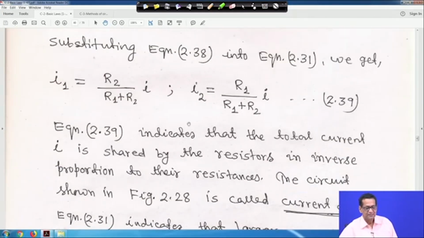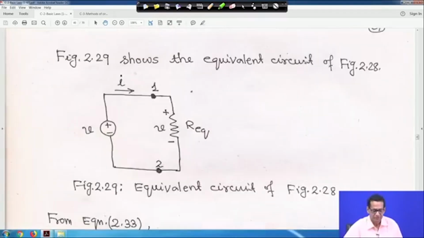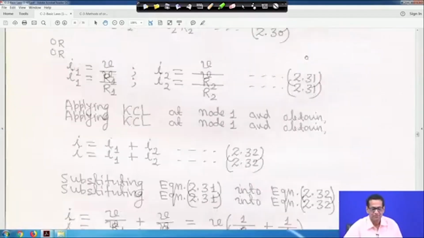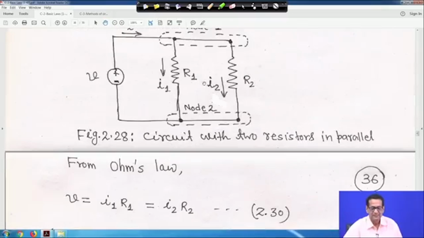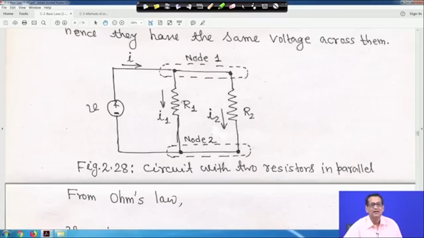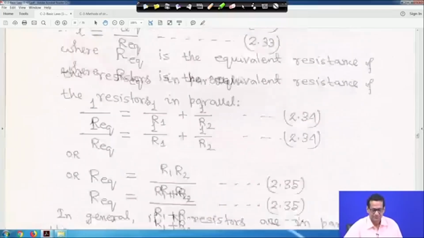Now, if you see equation 39, that is I1 is equal to R2 upon R1 plus R2 into I, and I2 is equal to R1 upon R1 plus R2 into I, that indicates that the total current I is shared by the resistors in inverse proportion to the resistances, right. So, the circuit shown in figure 28 is called the current divider.